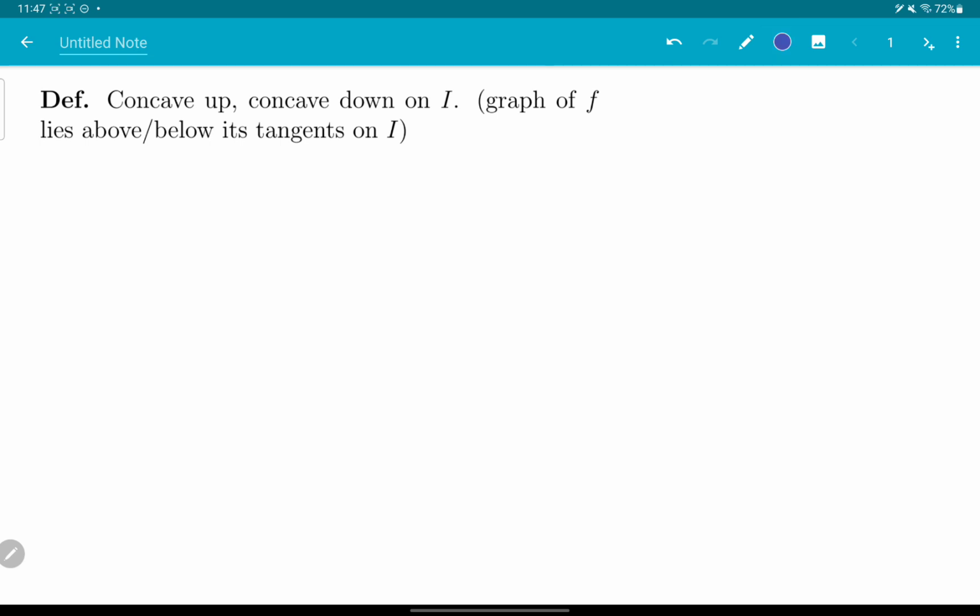Concavity. So, we want to talk about curvature of our functions, or the graphs rather. We're going to distinguish two types of curvature: what's called concave up and concave down. Concave up is the cup. If this is a cup, the cup is facing up. And concave down, if this is a cup, the cup is facing down. So this one I would say concave up, and this here is concave down.